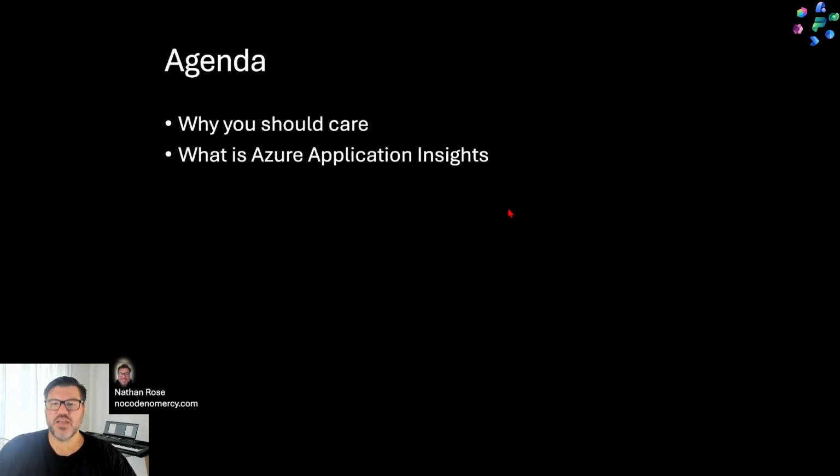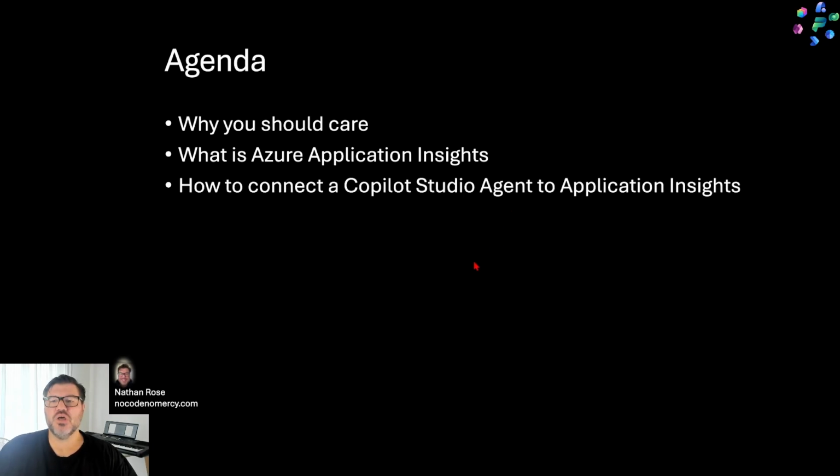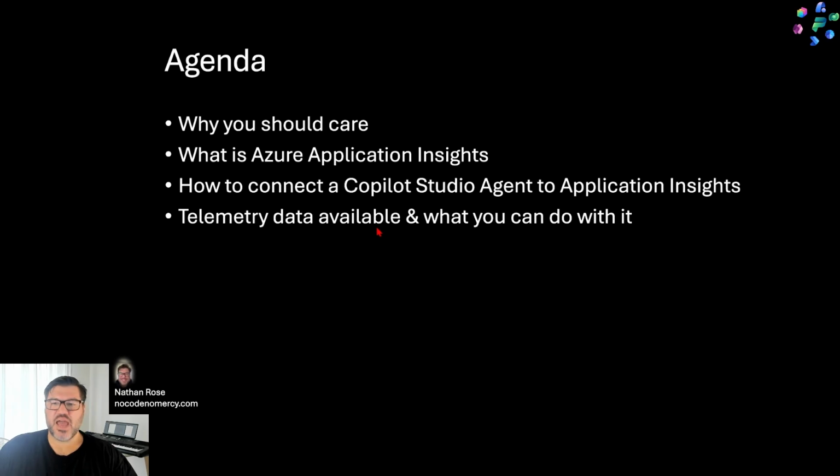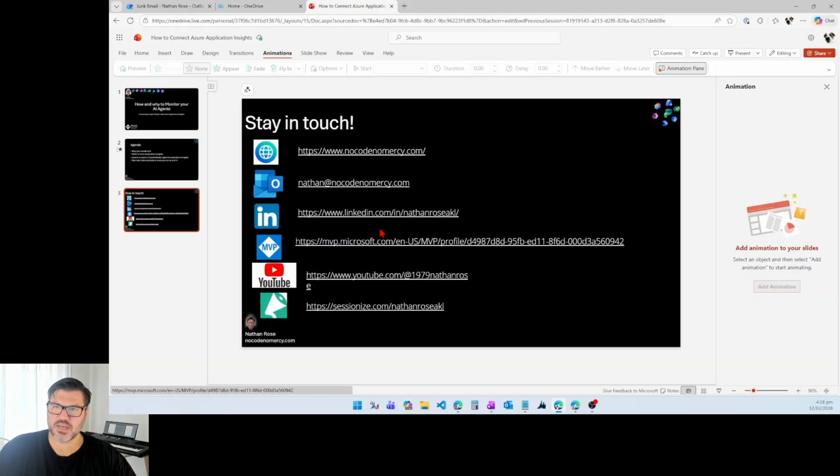All right, here's what we're going to cover off. Firstly, why should you care about this? Next, we'll look at what is Azure Application Insights. We'll then look specifically at how you connect a Copilot Studio agent to Azure Application Insights. It is super easy, and the telemetry data that's available and what you can do with it. All right. Let's pop out of presentation mode.